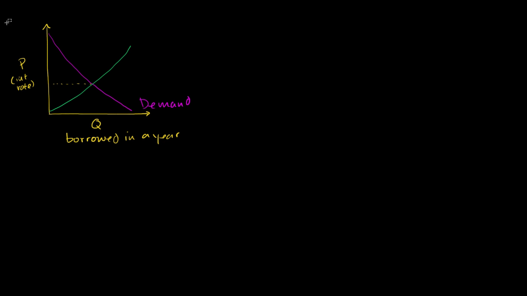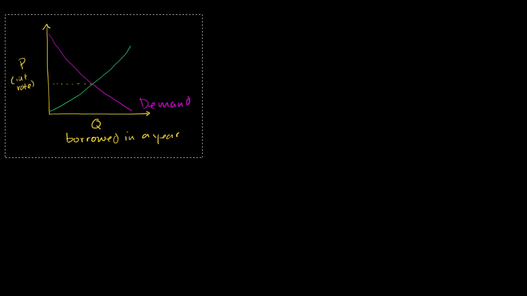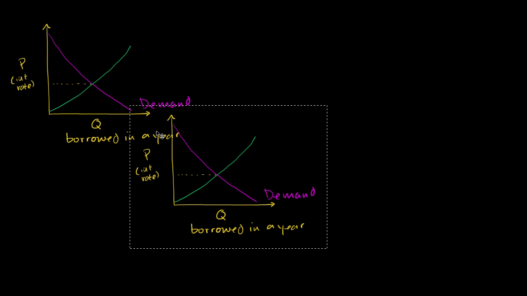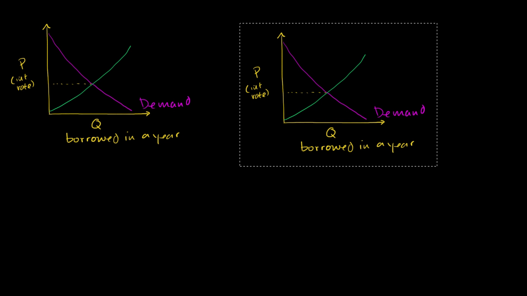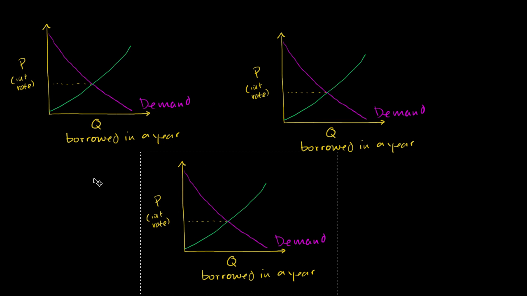And so let me copy and paste this, and then we could think about what happens in different scenarios. So copy and paste. So now we have two scenarios that we can work on, and then let me just do one more. Three scenarios. Now let's think of a couple.